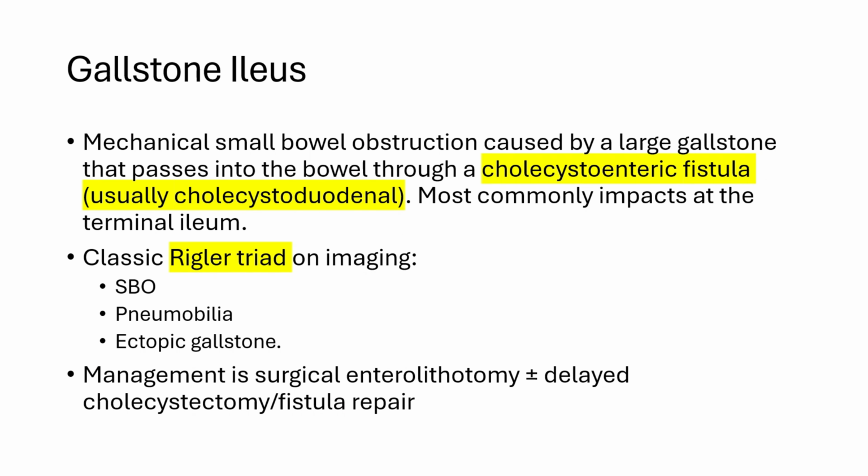And then you have gallstone ileus. Gallstone ileus is when there's a cholecystoenteric fistula formation between the gallbladder and the duodenum. And what happens is a gallstone passes through that fistula and then causes a small bowel obstruction at the ileocecal valve. If a patient has gallstone ileus, look out for that classic Rigler triad, which is small bowel obstruction, pneumobilia or air within the biliary tree, and then the ectopic gallstone.